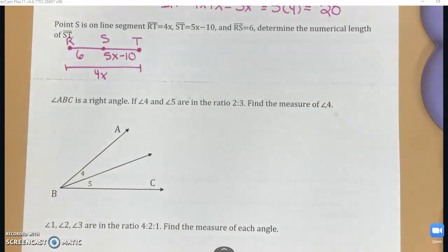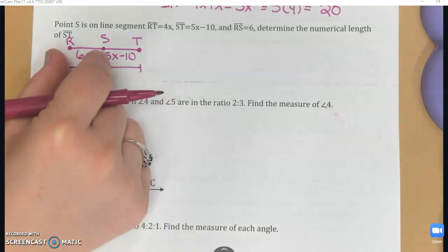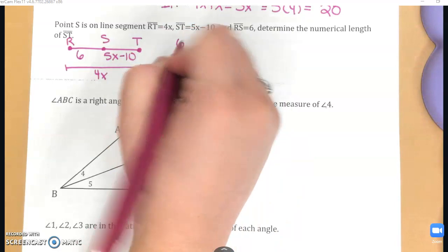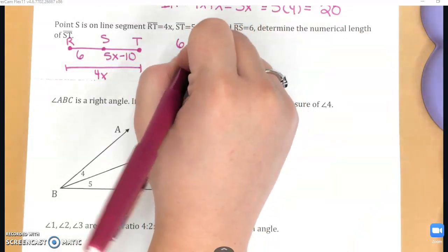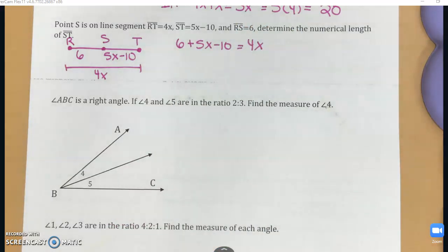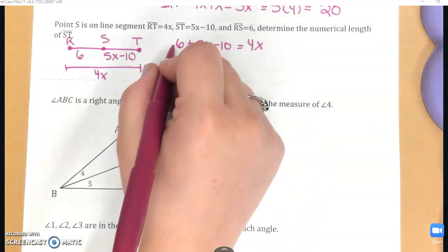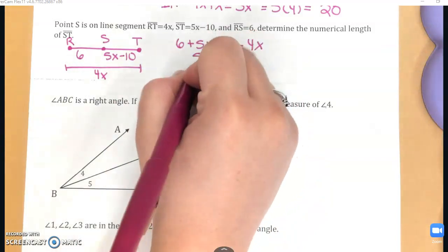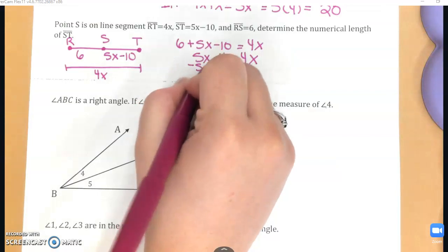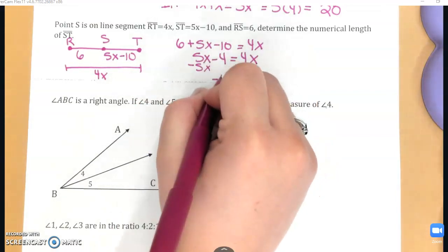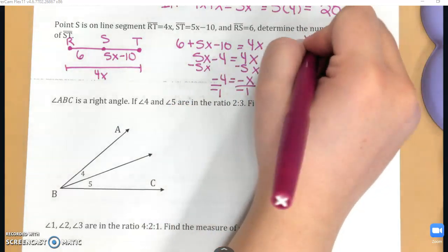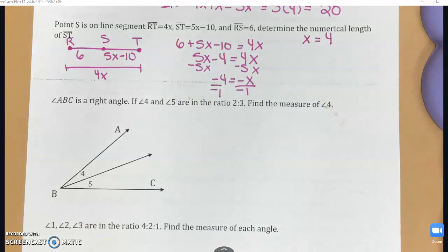So again, in order to do that, I need to solve for x first. I can see that these two smaller pieces are adding up to the larger. So I can write the equation 6 plus 5x minus 10 equals 4x, and then I'm going to solve this for x. So on the left side, I can combine 6 and negative 10. That's going to be negative 4. I'm going to go ahead and combine my like terms, and then divide by negative 1. And again, I find that x is 4. Happens to be a coincidence.